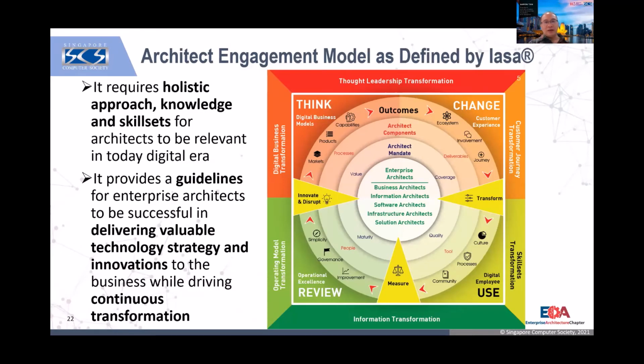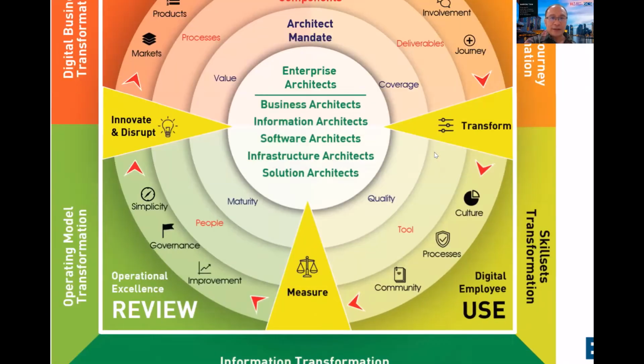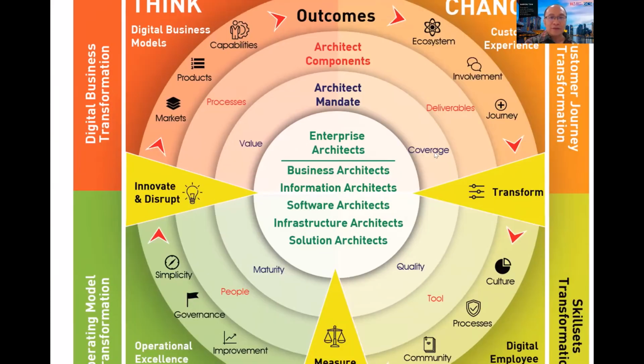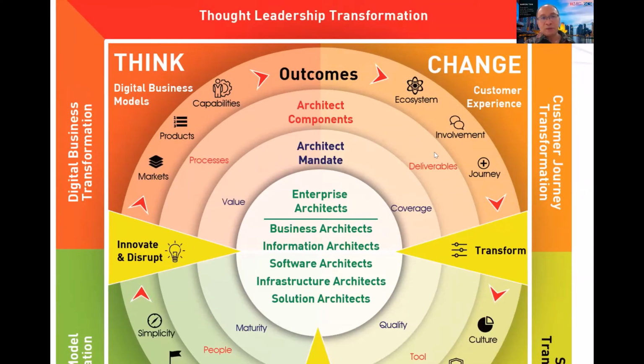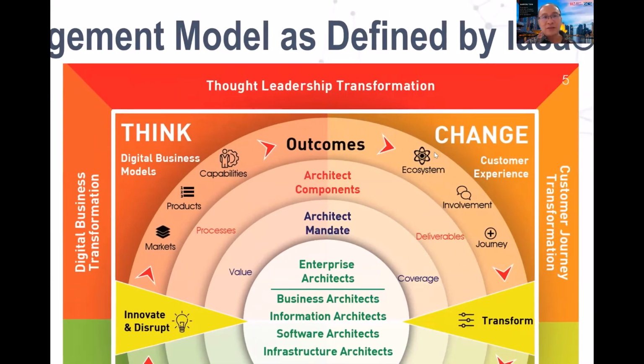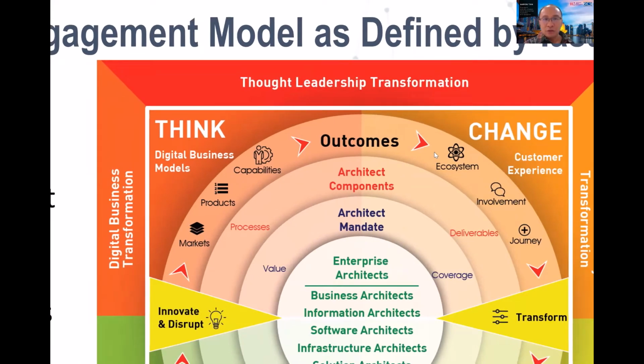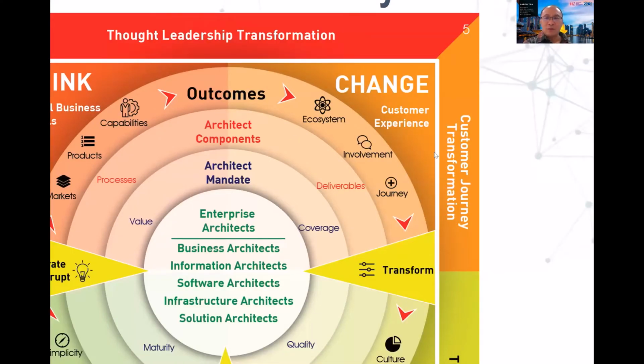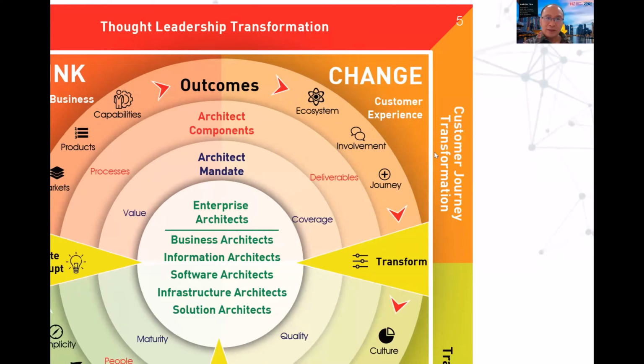And this is actually the so-called engagement model defined by ISA. The architect is the center focus. If you can see, at the center part the center focus is the architect, and the outer layer is all about driving transformation. So our job, our task, is to drive the transformation within the organization. So thought leadership transformation: we understand what our competitors are doing, what the industry trends are, and how we can apply that to our organization.